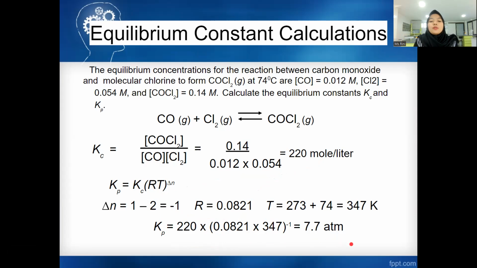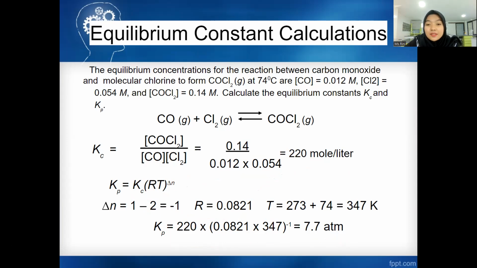That's it. So it is easy to find Kc and Kp if we know this formula, that is the relation between those two terms. How is it, everyone? Do you understand?